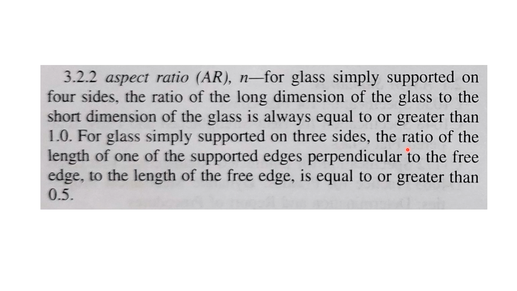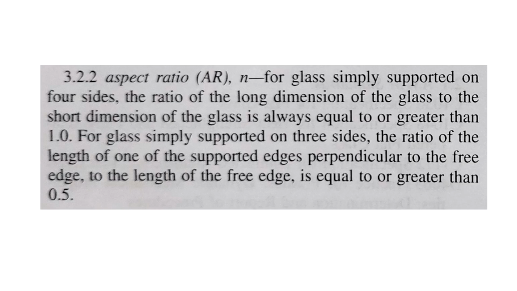Okay, for glass simply supported on 3 sides, the ratio of the length of one of the supported edges. You can't just take any edge when figuring the aspect ratio of glass supported on 3 sides. You have to take the ratio of the length of a supported edge perpendicular to the free edge, to the length of the free edge. Remember, there are 3 supported sides, so there's going to be one free edge. And that's going to be equal to or greater than 0.5.